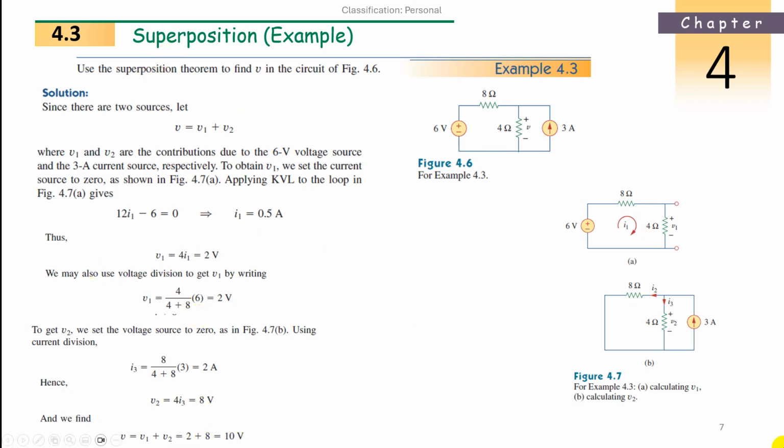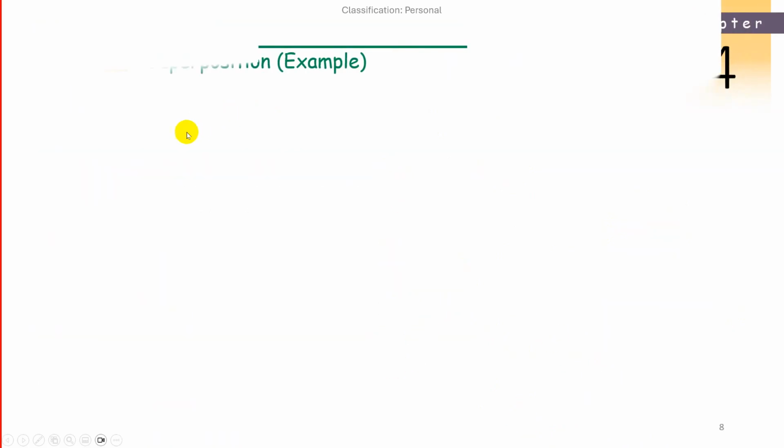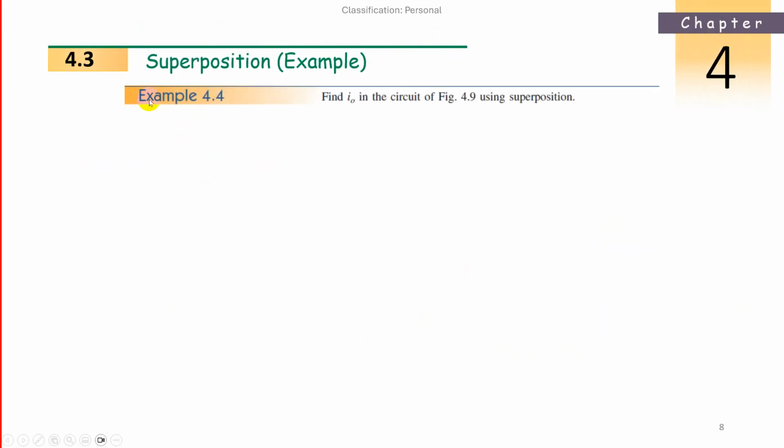So this is how we make it a simpler method, or simpler technique, to analyze a circuit when it has more independent sources. So we have to take some bigger circuit. Now let's take another example with a bigger circuit with a dependent source. Find I0 in the circuit using superposition.